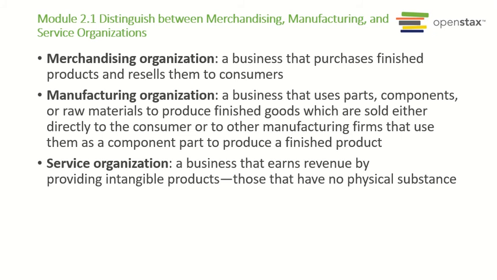The first part of chapter 2 is to distinguish between merchandising, manufacturing, and service organizations. A merchandising organization is a business that purchases finished products and sells them to customers, like retail stores, Walmart, or Macy's. A manufacturing organization is a business that uses parts, components, or raw materials to produce finished goods, which are sold either directly to customers or to other manufacturing firms that use them as component parts to produce finished products. An example is a car manufacturing company, like Ford or Toyota.